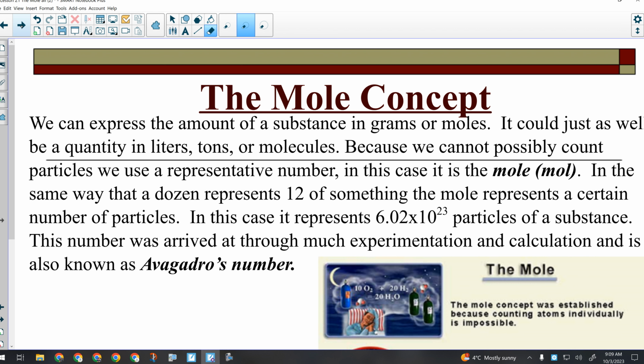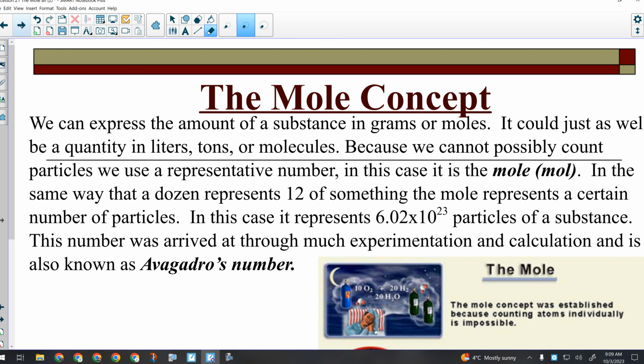Now I say particles because it depends what I'm dealing with. If I'm dealing with an element, like beryllium, and I have 1 mole of beryllium, I have 6.02 times 10 to the 23 atoms of beryllium. But if I'm talking about a mole of water, I don't have 6.02 times 10 to the 23 atoms. I have 6.02 times 10 to the 23 molecules, because the smallest particle that is water is a single molecule, not a single atom. Does everyone follow me there?